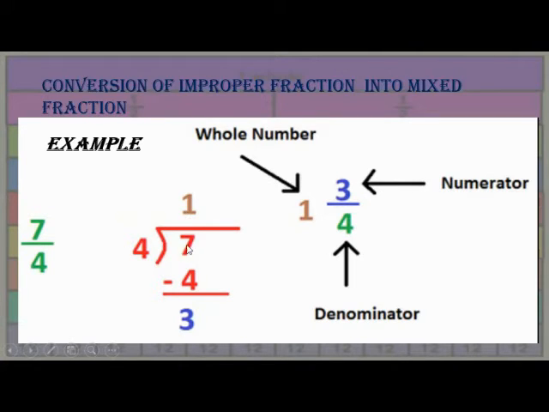4 ones are 4. Now subtract: 7 minus 4 equals 3. 1 is the quotient. This is the whole number you have to write there, and 3 is the numerator and 4 is the denominator. Which means 1 is the quotient, which is the whole number, 3 is the remainder, which is the numerator, and 4 is the divisor, which is the denominator. 1 whole 3 upon 4. This is a mixed fraction. You can convert an improper fraction into a mixed fraction.